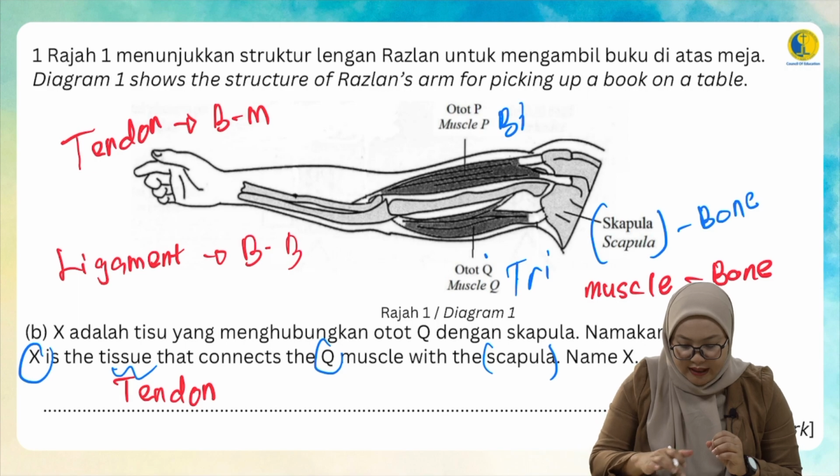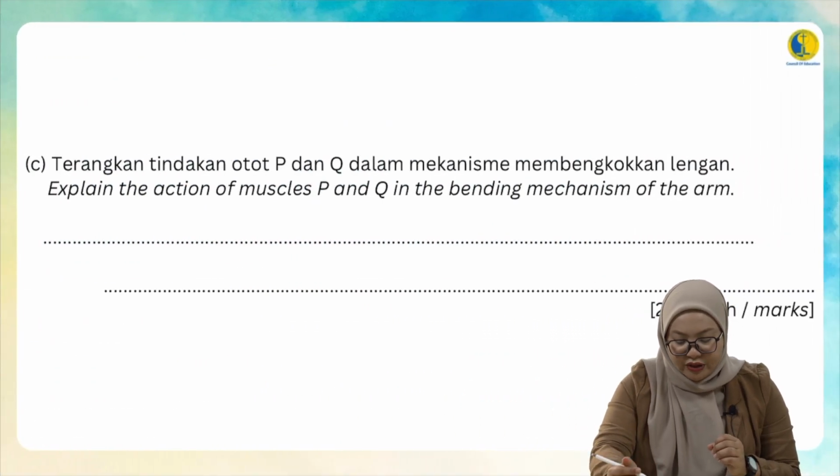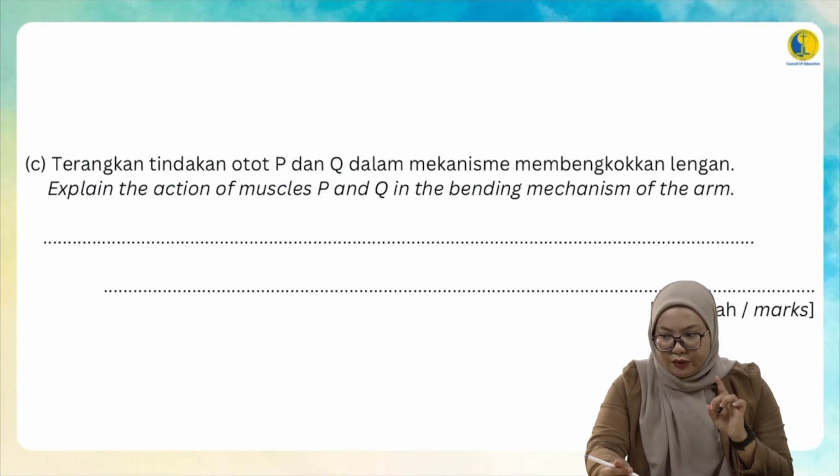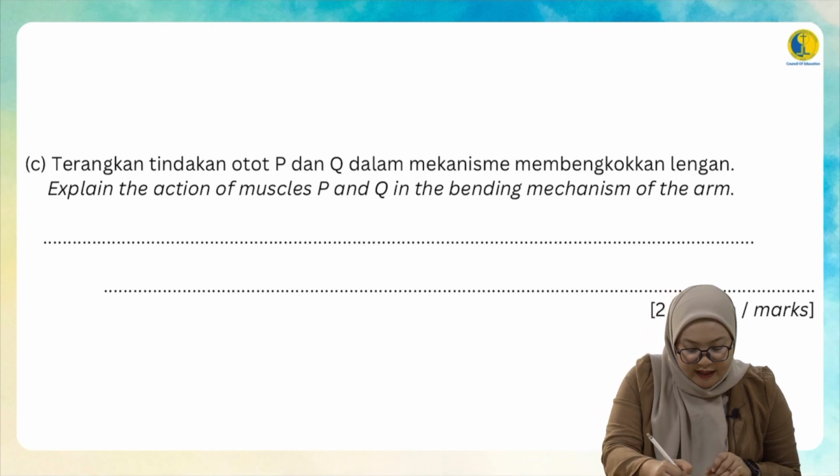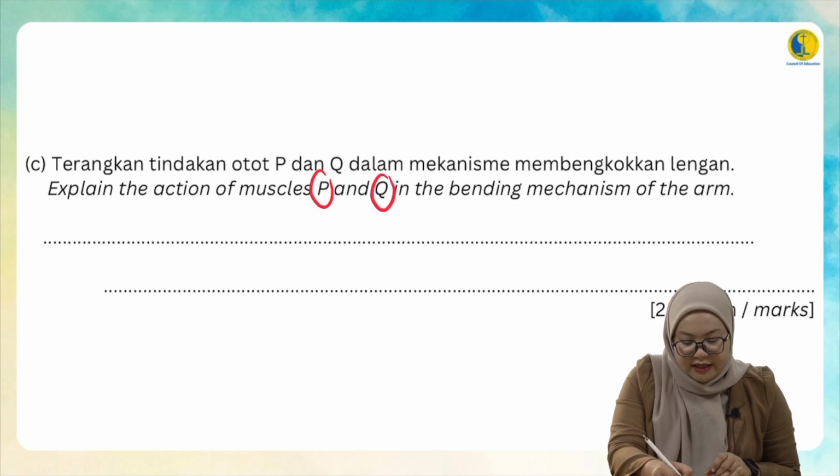Let's have a look at the next question, which is part 1, 2, 3, 4. Three and 4 marks: explain the actions of muscle P and muscle Q. Just now, P is bicep and Q is tricep.